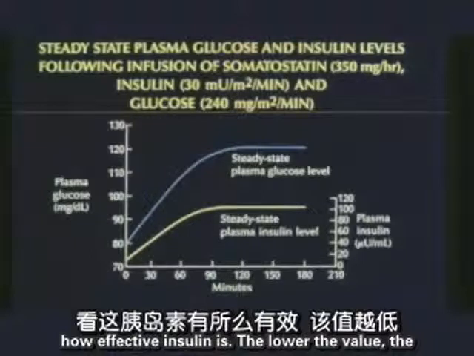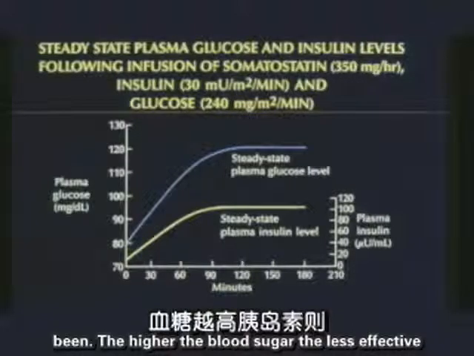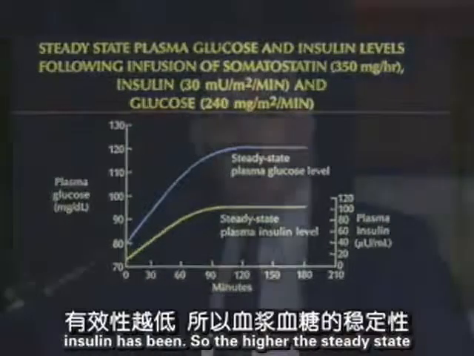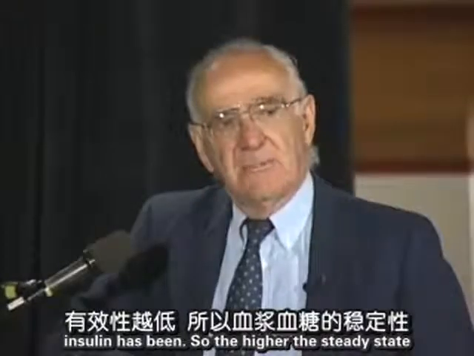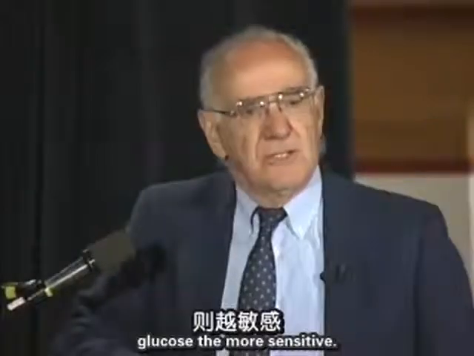The lower the value, the lower the blood sugar, the more effective insulin has been, and the higher the blood sugar, the less effective the insulin has been. So the higher the steady state plasma glucose, the more resistant. The lower the glucose, the more sensitive.